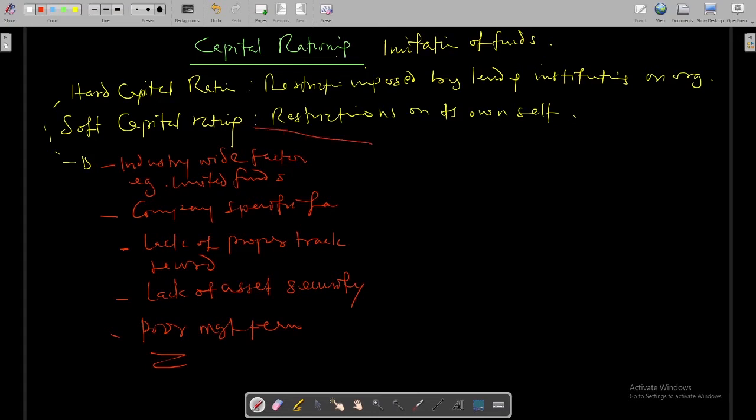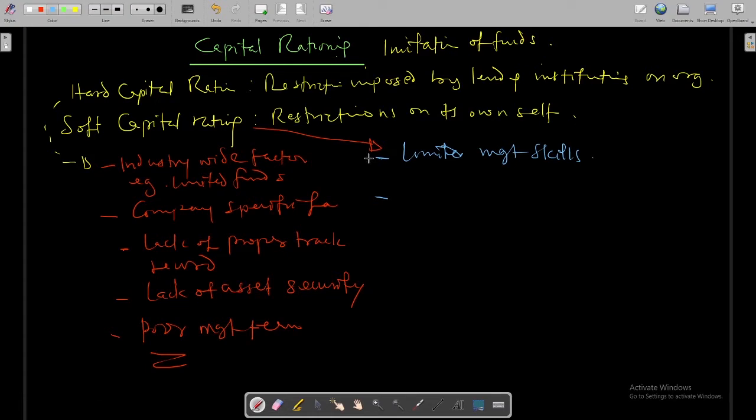Now let's go to factors for soft capital rationing. So that one, we have limited management skills. Let's take it for instance that a company wants to undertake a new project, of which it has assessed the skills that are needed for the effective management of such a project. If management finds that it doesn't have enough skills for the management of that project, it may restrict the amount of money it invests in those kinds of projects.